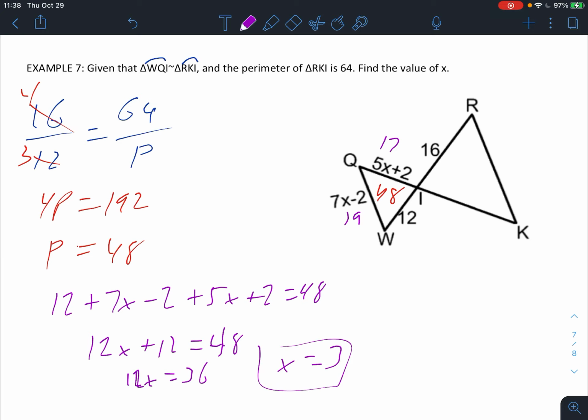All right, that ends section 5.3, and it also ends chapter 5. If you need any extra help on any of these, you can always go back and rewatch any of the videos.